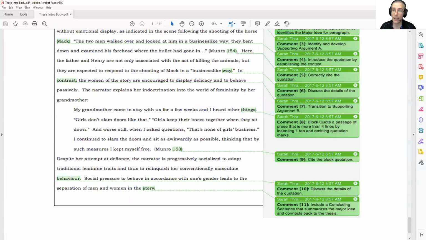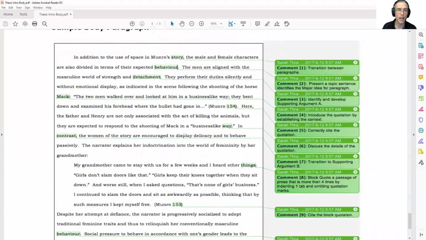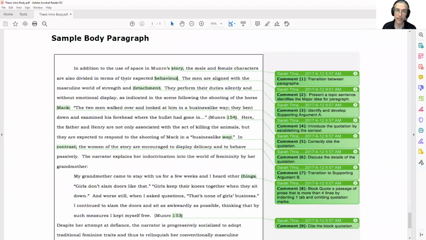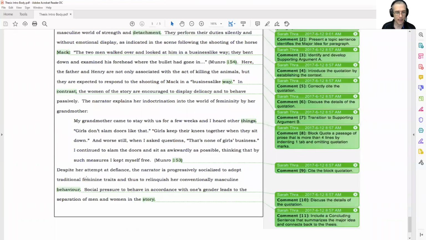Then I provide analysis of the quotation. "Despite her attempted defiance, the narrator is progressively socialized to adopt traditional feminine traits and to thus relinquish her conventionally masculine behaviors." And then that is my analysis. I show how this example ties into the main idea I stated in the topic sentence. And then "social pressures to behave in accordance with one's gender leads to the separation of men and women in the story." I restate the main idea. I use different language, but I tie everything together and return to that core insight.